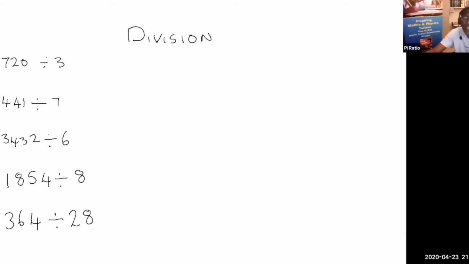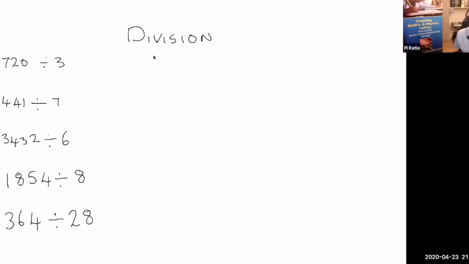This week, we're going to be looking at division. I've been sent in these five sums, and so we're going to go ahead and try and break them down. So let's steam straight in.